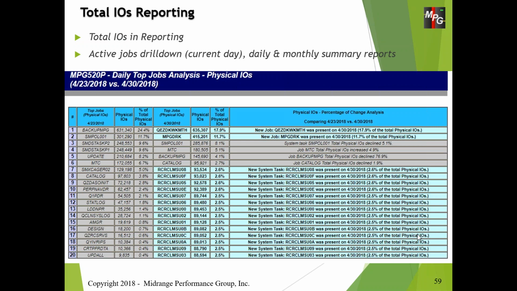By the way, in that report with the good day and the bad day, you can see I compared April 23rd to April 30th. This process took me less than 5 seconds. To be able to go to your customers and say, okay, why did IOs go up? Well, we show you the inventory of the top jobs on the good day, the top jobs on the bad day, and look at this, new job. You can see a bunch of new system tasks and new jobs; that's what caused IOs to go up on the bad day.